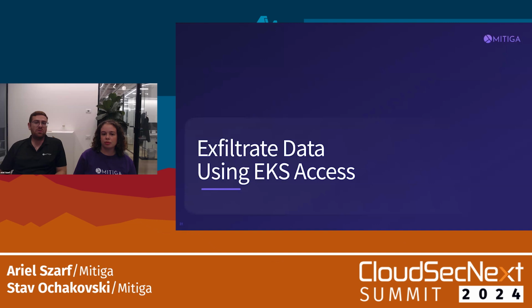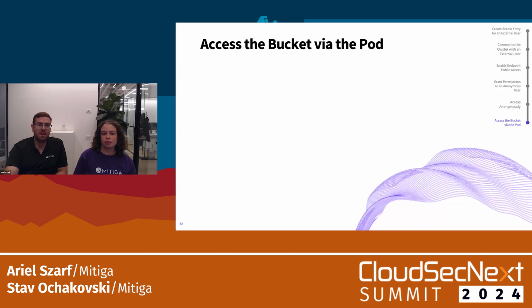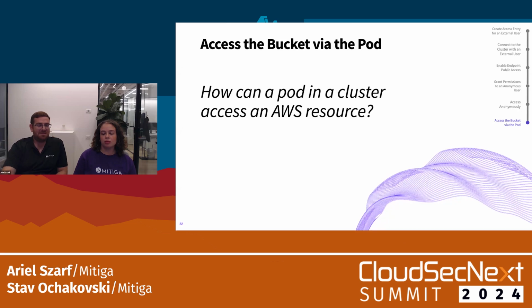Now, we are going to see an example of potential usage of this persistence, and particularly data exfiltration. A threat actor can use their access to our EKS cluster to exfiltrate data from our sensitive bucket, for example. But before that, how can a pod in a cluster even access an AWS resource?